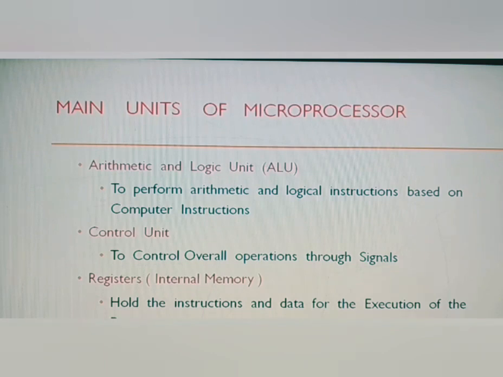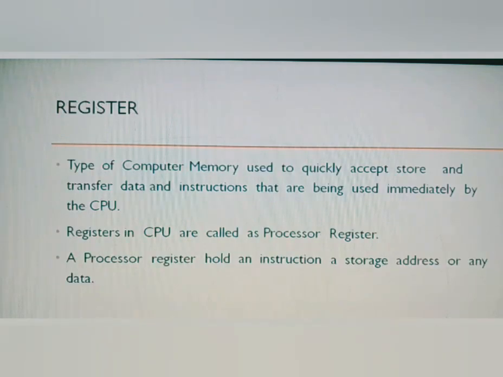Three units. What are they? Arithmetic and logic unit, control unit, and the last one is your registers, that is your internal memory. Yes, you can have some more points about the register. So register, already I told you, is an internal memory. So it is a type of computer memory.